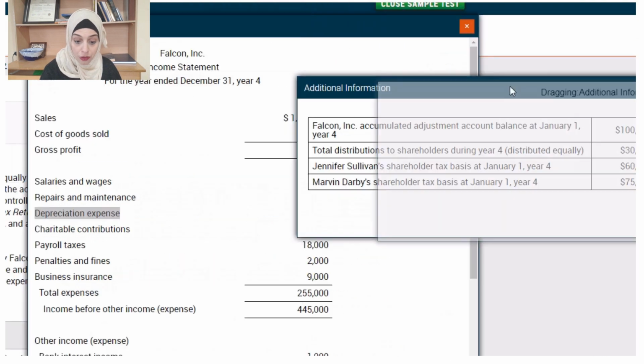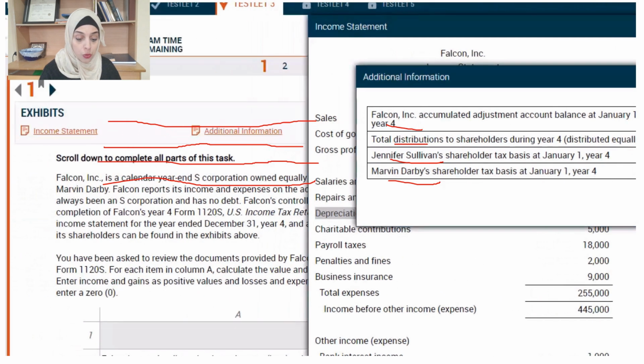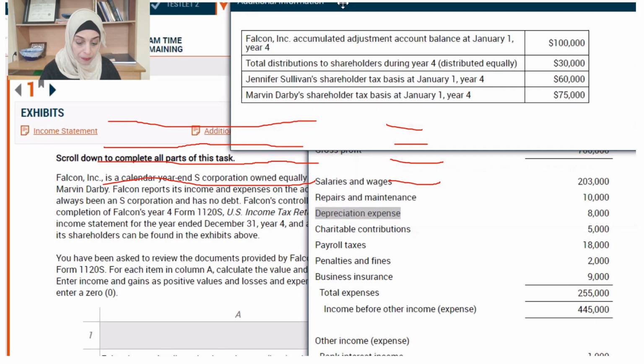There's some additional information that they're giving us. They say Falcon Inc's accumulated adjustment account balance at January 1, year 4 was $100,000. Total distributions to shareholders during year 4 is $30,000, which was distributed equally. Jennifer's shareholder tax basis at January 1 is $60,000, and Marvin's shareholder tax basis at January 1 is $75,000. So all this information, we will use it now to solve the question.